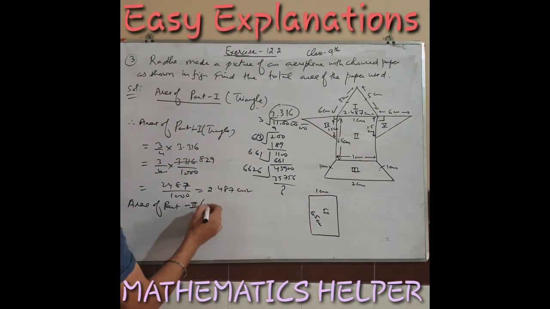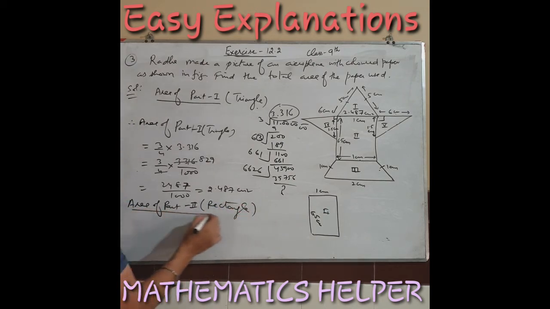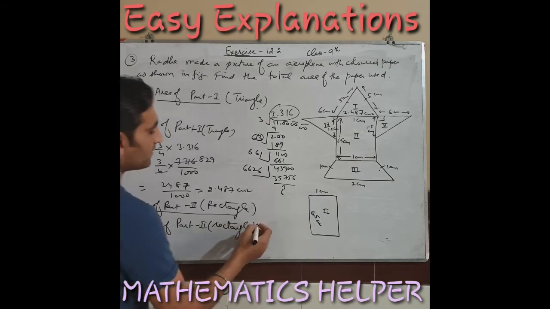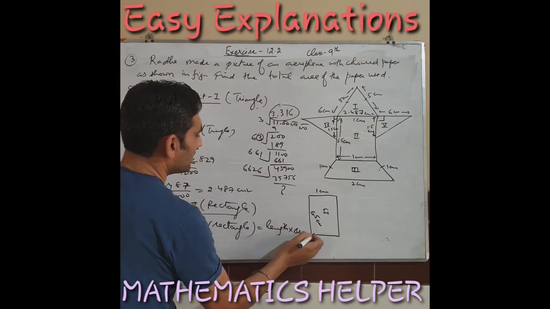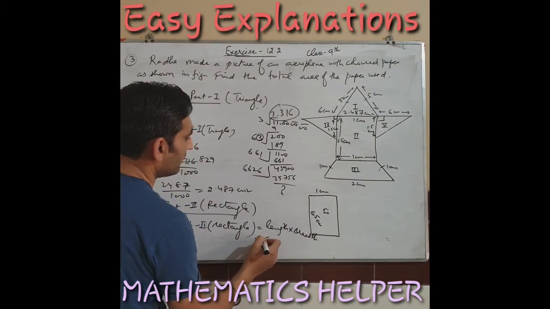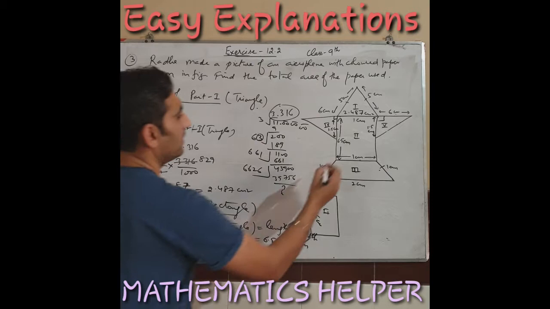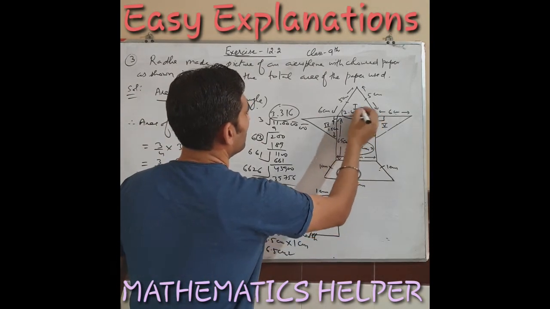What will be its area? We can say it is a rectangle. And you know what is the area of rectangle? Area of part 2, which is a rectangle. What is its area formula? Area's formula is length into breadth. So it is the product of these two values, 6.5 centimeter into 1 centimeter, and the answer will be 6.5 centimeter. Easiest one. So its answer is 6.5 centimeter square. We have two areas with us.